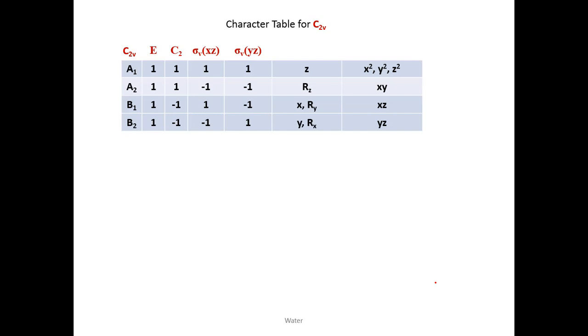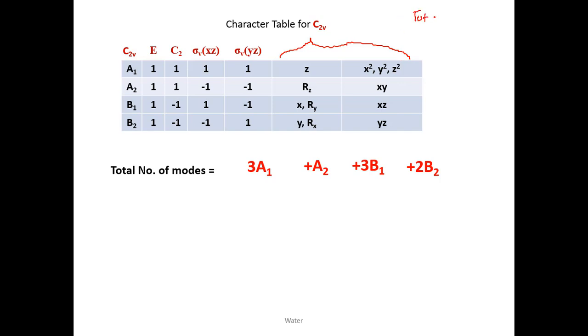Now we come to the character table of C2v. The most important things here are the letters which are written here. They represent many important things which we will see shortly. The total number of modes is 3A1 plus A2 plus 3B1 plus 2B2. The total number of modes is equal to translational modes plus rotational modes plus vibrational modes. First you have to write the translation modes.